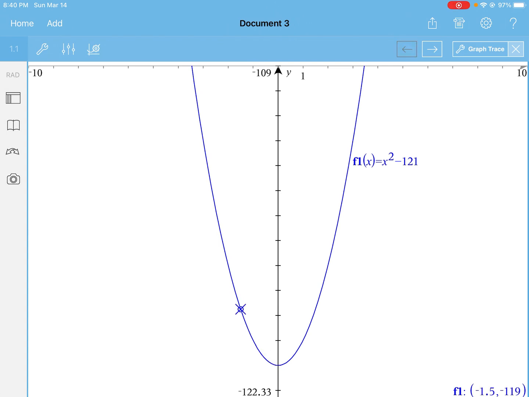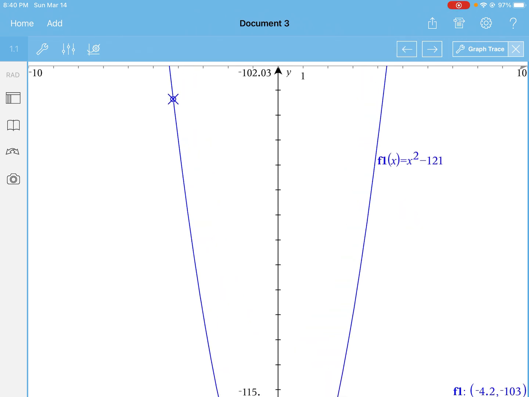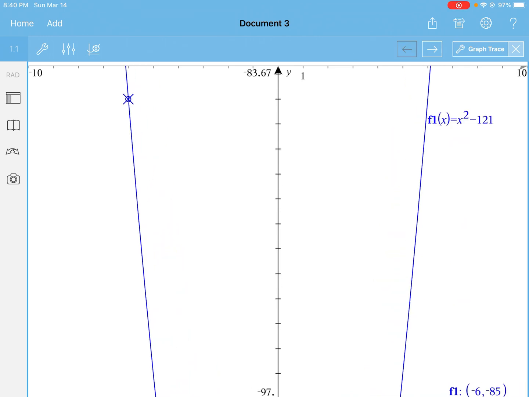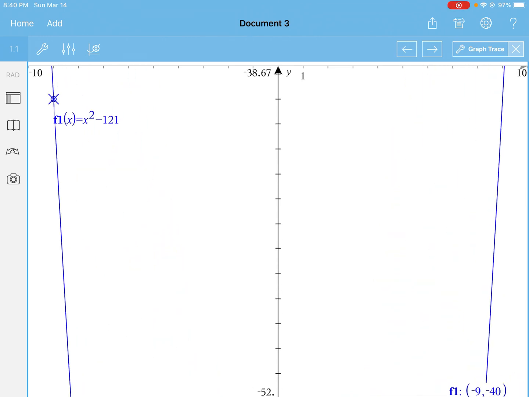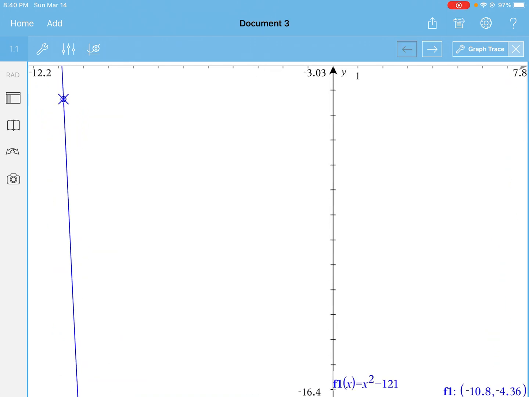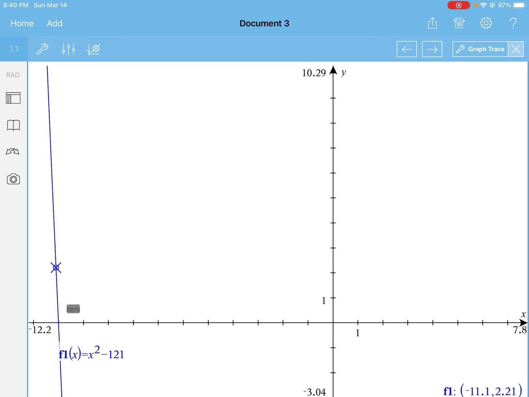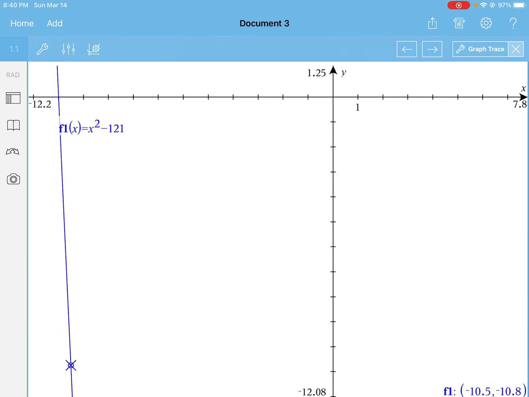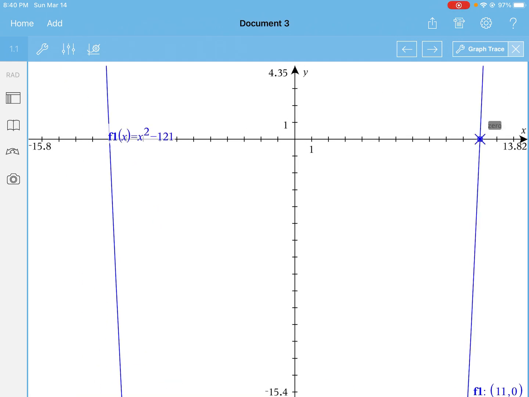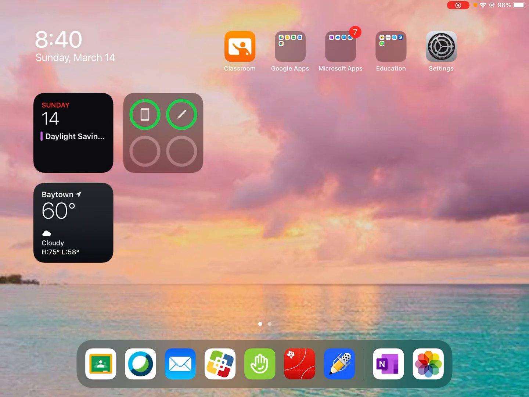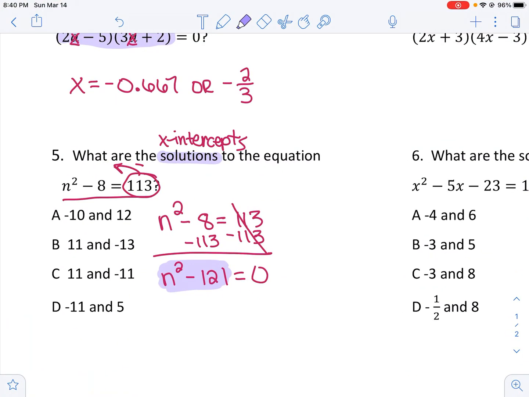Okay, I'm going to use my arrows and go over, and it tells me that my first solution, I'll get there eventually. So notice I'm still in the negative for the y value, so I passed it. So it may take some time. Okay. There it goes, 0. Okay, negative 11. So now I want to go all the way to the other side, and I get positive 11. So if I look at the answer choices, I had negative 11 and positive 11, which is answer choice C.